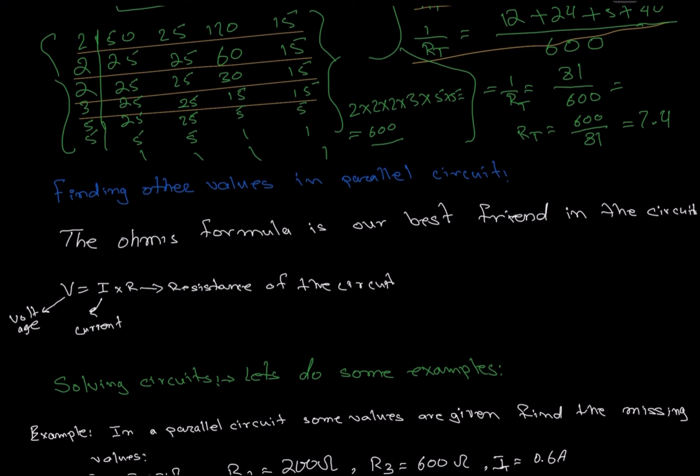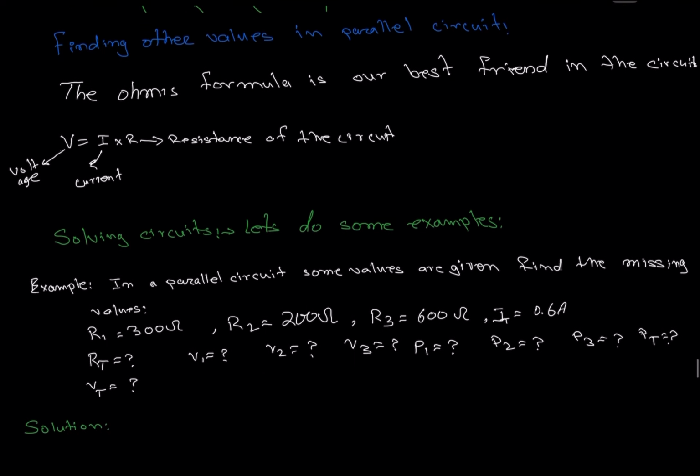Okay guys, let's find other values in parallel circuits. So far we only found the total resistance in this circuit. Now we will find the missing voltage, current, and power. We will work on these, and let's go for it.